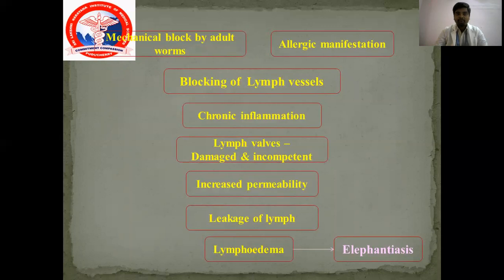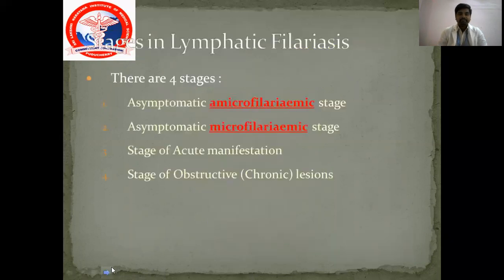One is a mechanical block by the adult worm, then allergic manifestation, then blocking of lymph vessels, chronic inflammation, lymph valves damaged and incompetent, increased permeability, leakage of lymph and lymphoedema, then finally elephantiasis. Stages in lymphatic filariasis: asymptomatic microfilaraemia, and so on. These are the stages. Stages of acute manifestation, stages of obstructive lesions.